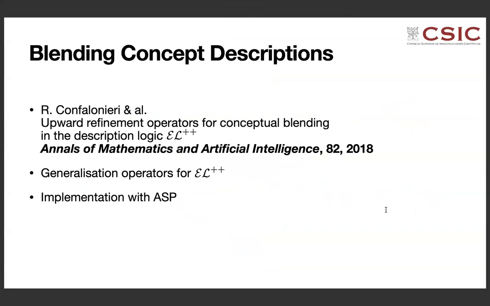Now, blending with concept descriptions is done in a similar way. We have explored it, where now we look at objects as descriptions in a particular description logic. In this case, we looked at a very lightweight description logic called EL++, which is also the one used in one of the profiles of the OWL language, the web ontology language. And we implemented operators that generalize these descriptions so that we can explore the space of generalizations. We implemented it with answer set programming, and then we computed the combinations.